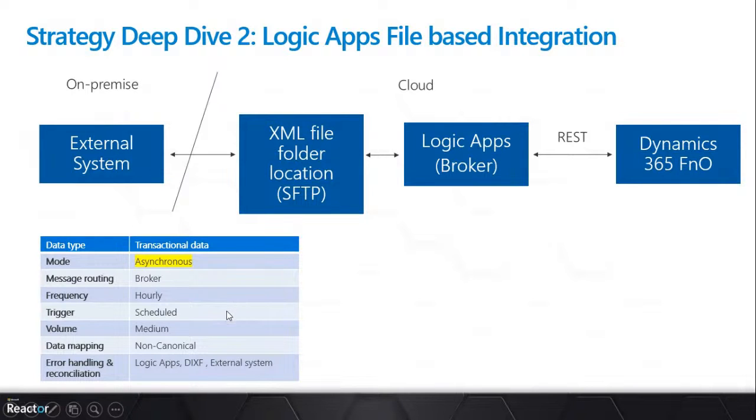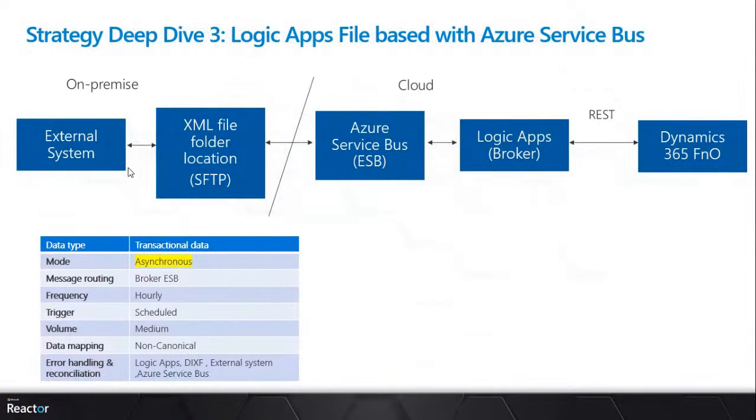So the trigger is going to be scheduled, and the error handling mechanism is going to be in three aspects. One is the Logic App. If something has failed at the FNO end, then you can look up the errors in the DIXF or the external system as well. Then the strategy deep dive 3, which is more complicated.